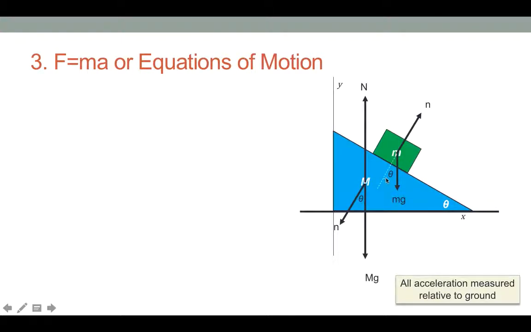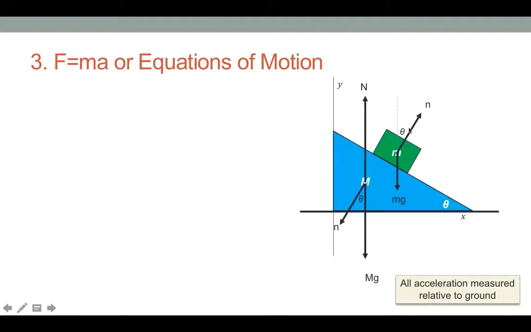Recall from our geometry we did with a block on a ramp, if this angle is theta, this angle right here will also be theta, which means this angle up here between the vertical and the normal force will also be theta. These are alternate interior angles, so these two angles will be equal. Okay, with that geometry in mind, we can now write down F equals ma for both of the objects.